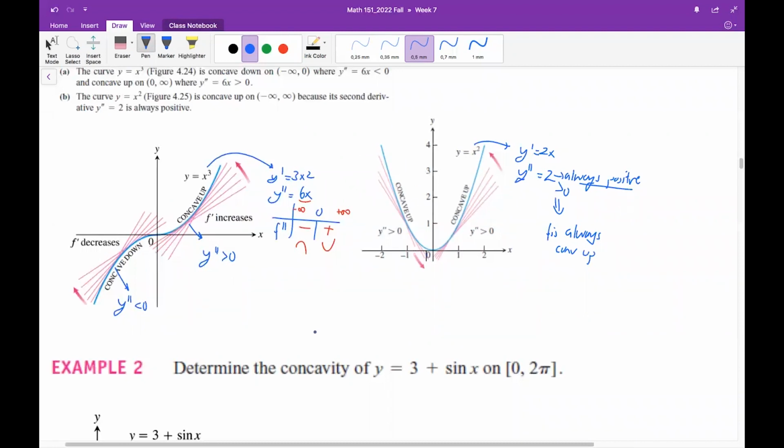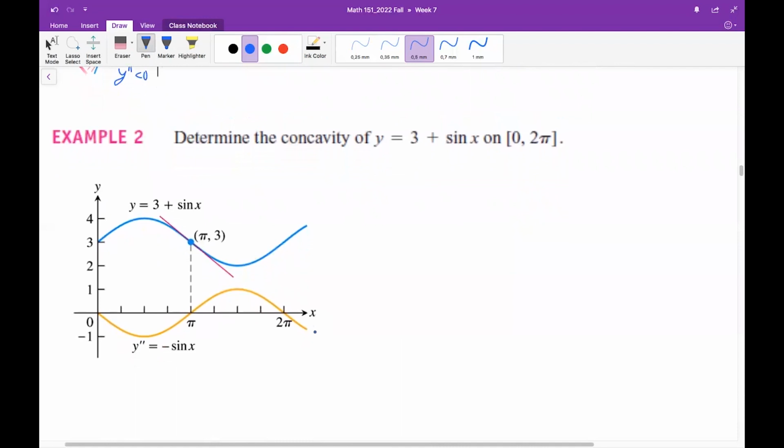Okay, so let's move on. Let's look at this example. Determine the concavity of this function. How do you determine concavity? You will compute the second derivative. So first derivative is what? The derivative of the sine function is cosine. The second derivative of the cosine function is negative sine x.